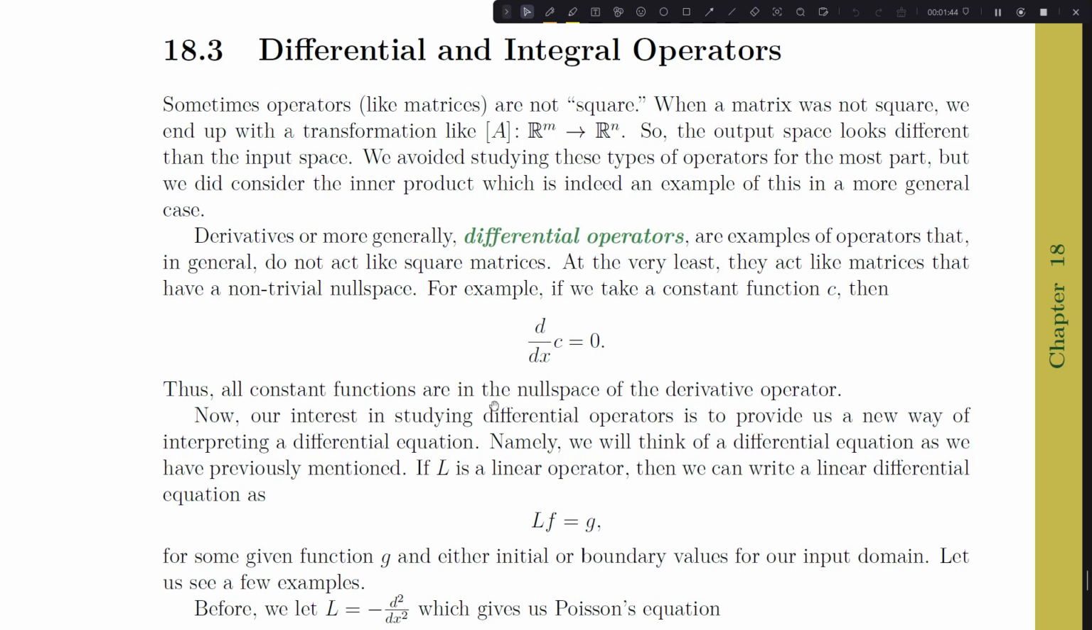Okay, welcome back. We have a little bit of a shorter day today. The topic is differential and integral operators. In fact, it's a pretty tiny subset of maybe the full class of differential and integral operators. But I'll go through what the book has.